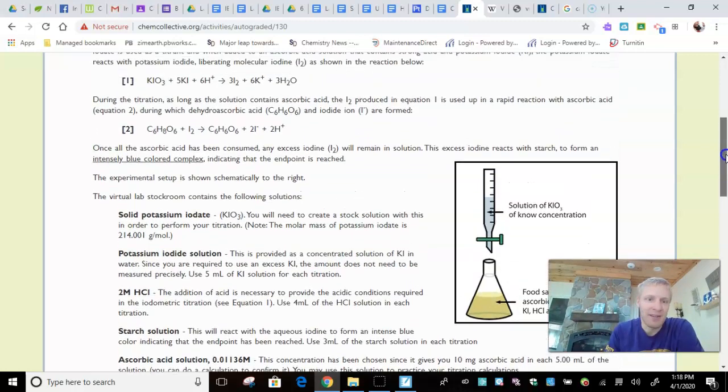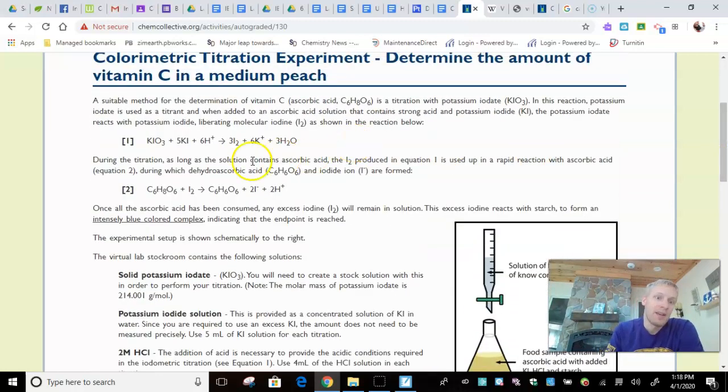I'll go back to that later, but essentially the potassium iodate reacts with the potassium iodide to form actual iodine, and that iodine will then react with the ascorbic acid to form iodide ions, which then attach and form a complex with the starch solution, creating a pretty blue color, and that is the end point, the blue color.